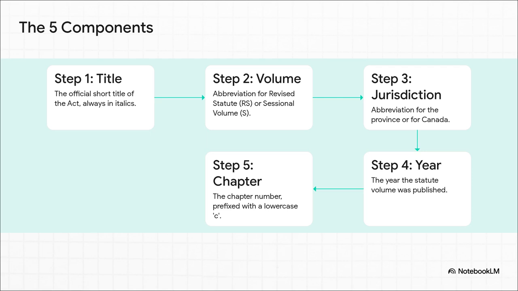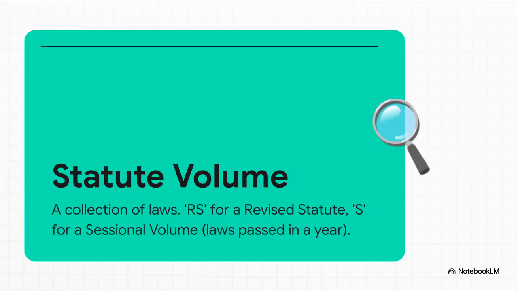So you see, it's really just 5 key pieces of information, and they always follow this specific order. You start with the title, then the volume, jurisdiction, year, and you'll wrap it up with the chapter number. Now, let's pause here because this is a really important little detail, RS versus S. Think of it like this. Every year, new laws get passed, right? Those are collected in what are called sessional volumes. That's the S.